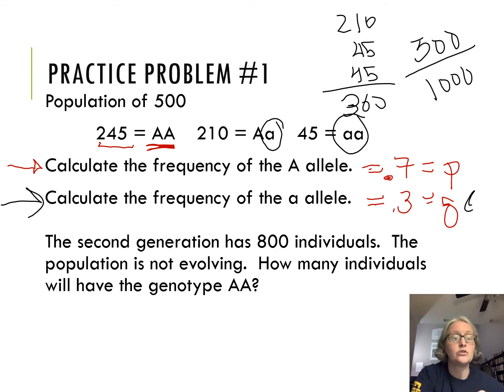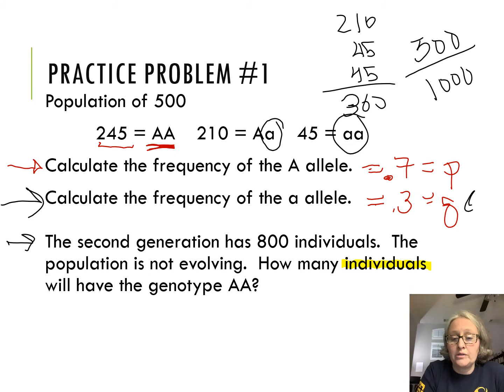So we've already answered the first two questions. We figured out what p was and we figured out what q was. The last question asks us the following. The second generation has 800 individuals. The population is not evolving, so we can use these Hardy-Weinberg equilibrium equations. How many individuals will have the genotype big A, big A? So we need to stop for a minute and make sure we understand what is being asked. Note, they're asking about individuals, so we're going to want to use that quadratic formula. And note that I'm not asking about individual frequencies, but actual number of individuals.